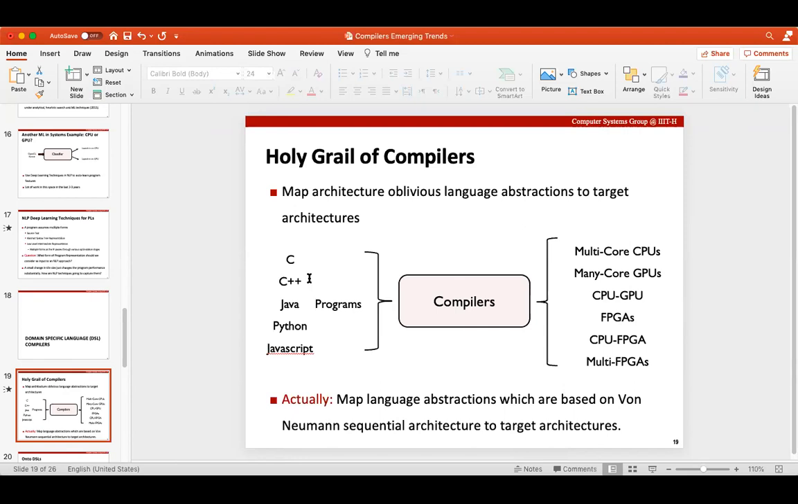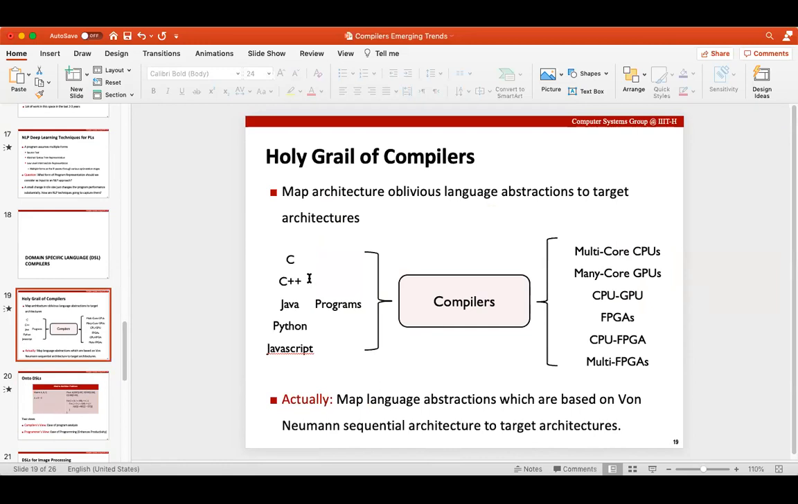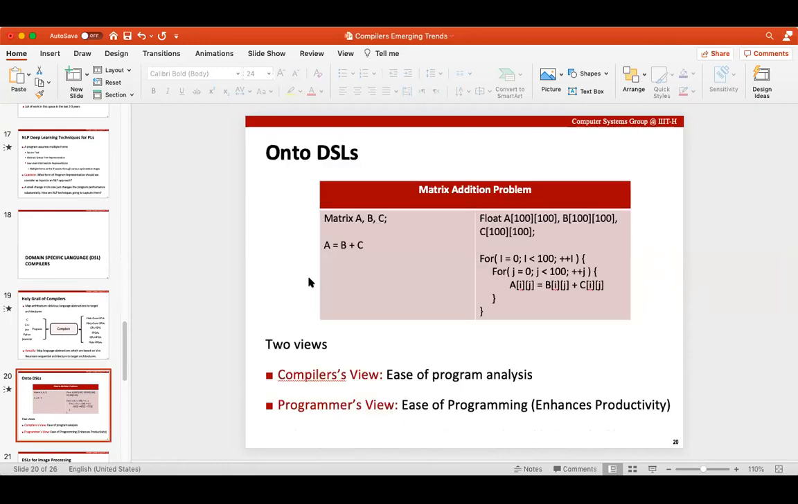But the architectures on the right are very different from the von Neumann sequential architecture. So there is a huge gap in the source language specification and the target architectural features. Bridging this gap is a real challenge for compilers. There is a huge amount of work that happened over the past 30 to 40 years in the context of high performance computing, things like polyhedral compilation, etc. They were all trying to bridge this gap, but the success is very small.